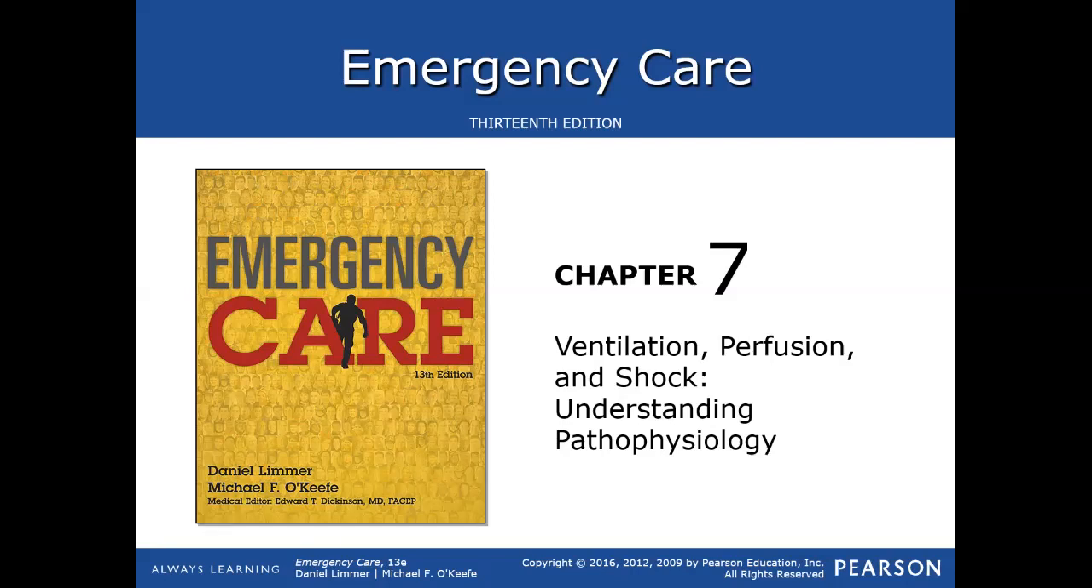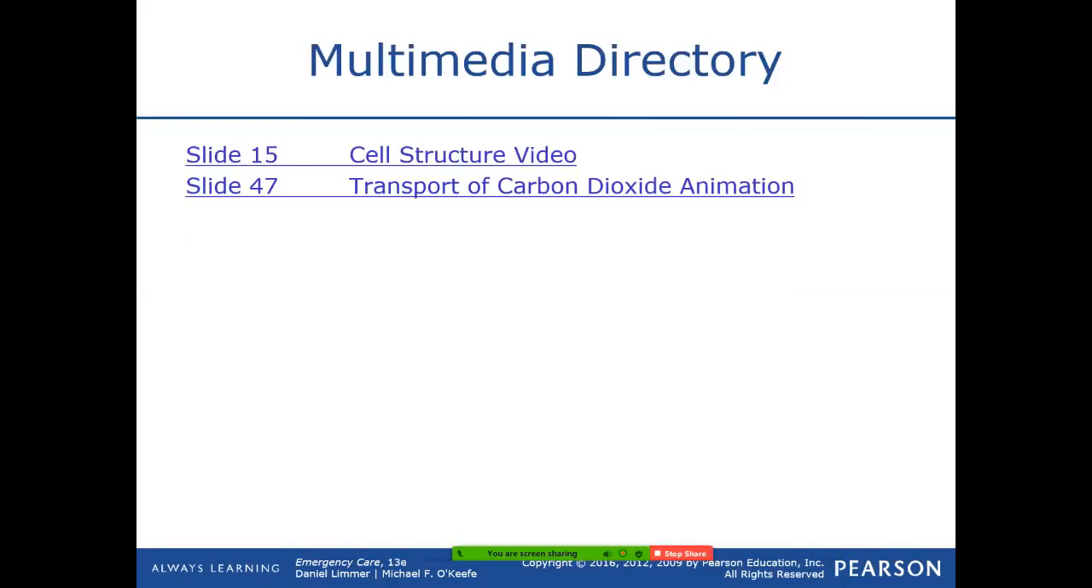So without further ado, we will talk about chapter 7, ventilation, perfusion, and shock. Some of this stuff is kind of in depth. We will stop and really dive into the most important things you guys need to understand to become EMTs. A lot of the nitty-gritty details, cellular structure, things of that nature, we're gonna kind of breeze over them, but it is important for you guys to go back and really dig in on your own time, okay? So with that, we will get started.